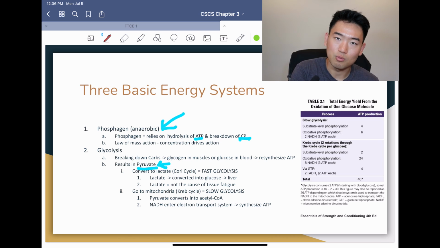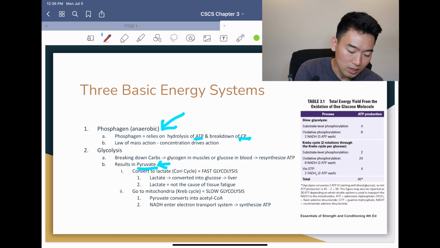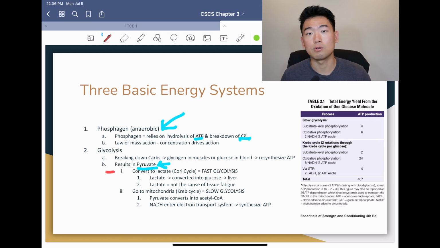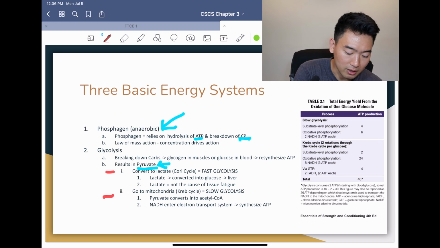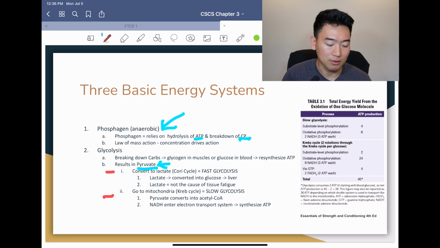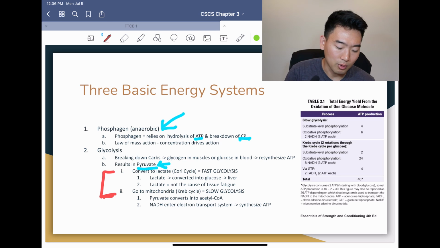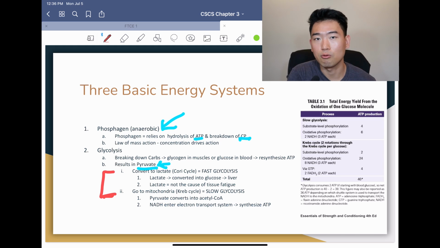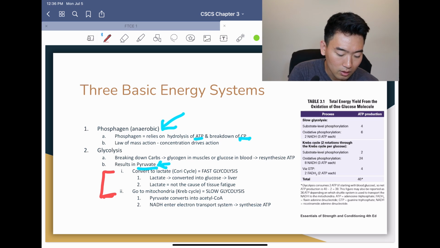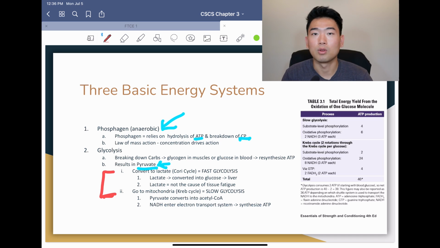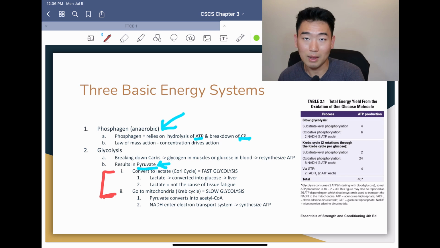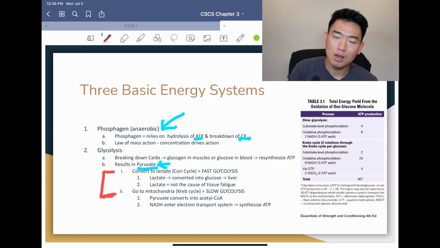And after it turns into pyruvate, it goes to either fast glycolysis, which is also known as the Cori cycle, or slow glycolysis, which is also known as the Krebs cycle. So focusing on the big picture here right now, I'm not too worried about how many ATPs are made with these cycles, but focusing more on where they go and what kind of cycles they go through is very important. And so with fast glycolysis, the whole point is to convert them to lactate. Okay, so we talk about the lactate threshold, and we're going to talk about that in the next slide.